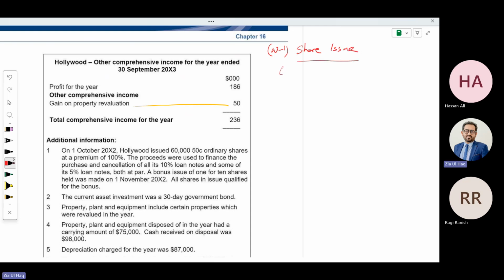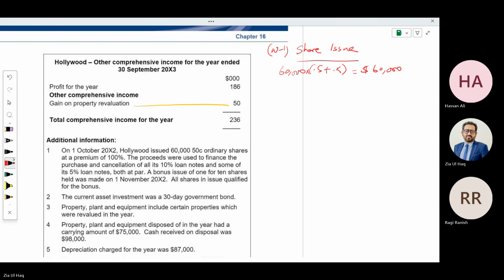How many shares have they issued? 60,000 shares, and the price per share is 0.5 at a premium of 100%. That means the premium will also be 0.5. So 0.5 plus 0.5, and we can calculate the amount. The amount will be 65.